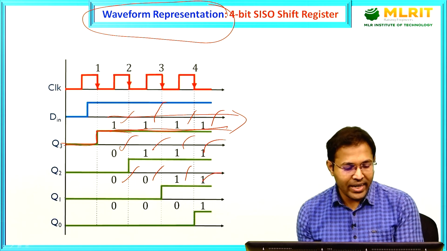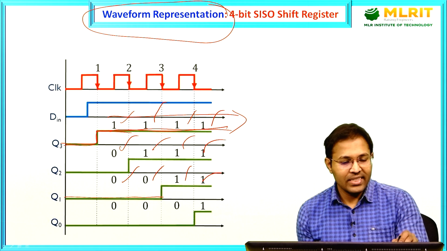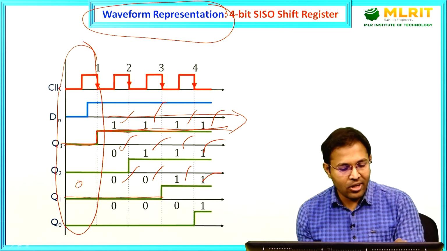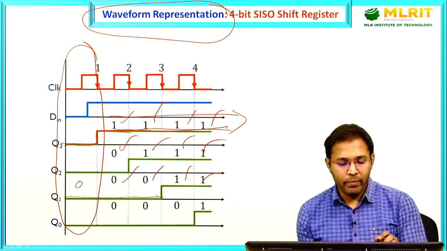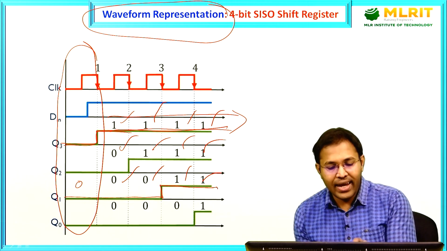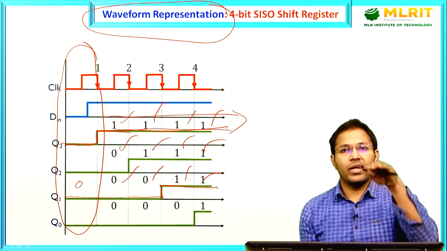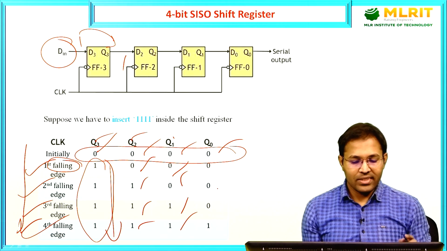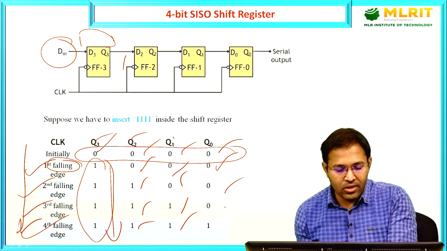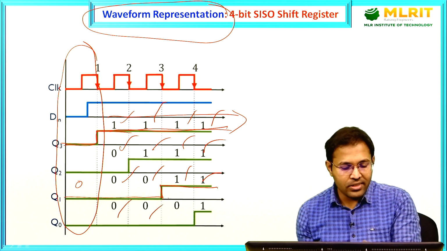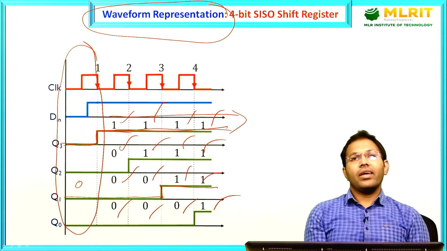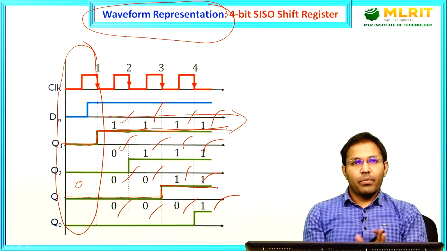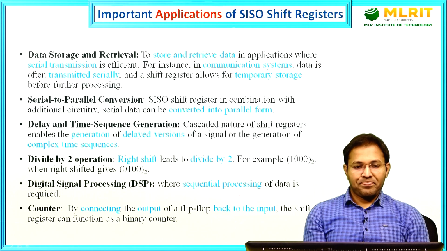So 0 is indicated by a low pulse. Initially all the values are zeros, so initially you have a low pulse, and 1 is indicated by a high pulse. Zero by low pulse, one by high pulse. Let us see Q0. What is the situation for Q0? 0 0 0 1. In this manner you can easily convert the truth table to the waveform representation.